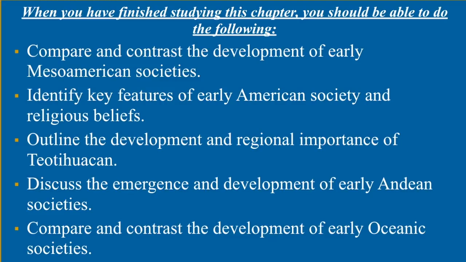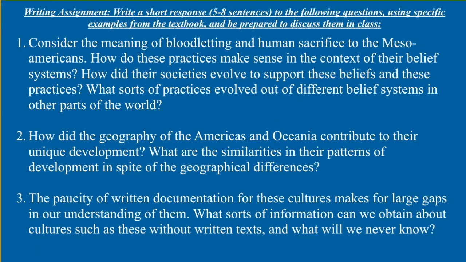I want you to outline the development and regional importance of Teotihuacan. Why was it developed where it was, and what is the regional importance to the larger area? Next, discuss the emergence and development of early Andean societies, more to the south, what we just talked about a minute ago. And finally, compare and contrast the development of early Oceania societies.